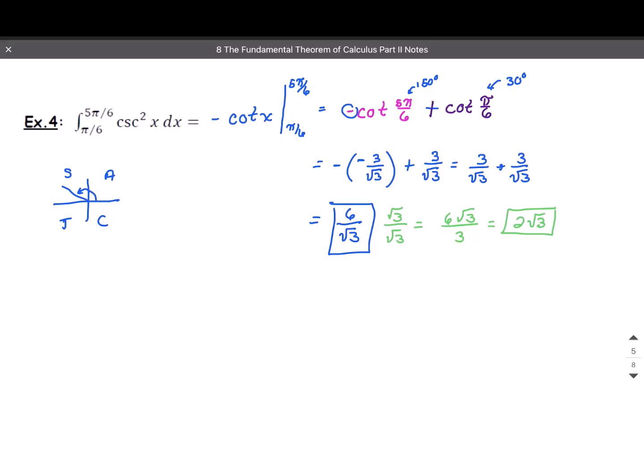Both answers are perfect. So if it's multiple choice, just make sure yours is an equivalent. Check and see if you have to rationalize it, okay? All right, now let's do another one. Now this one's a little different.